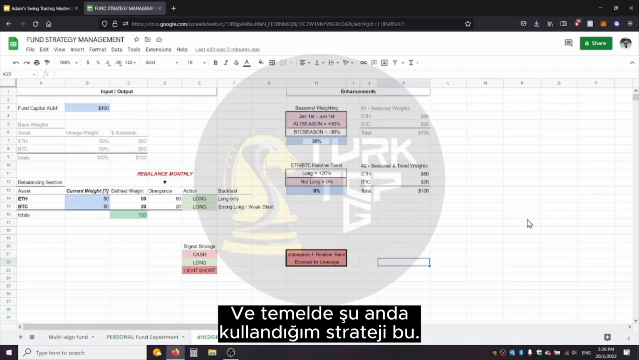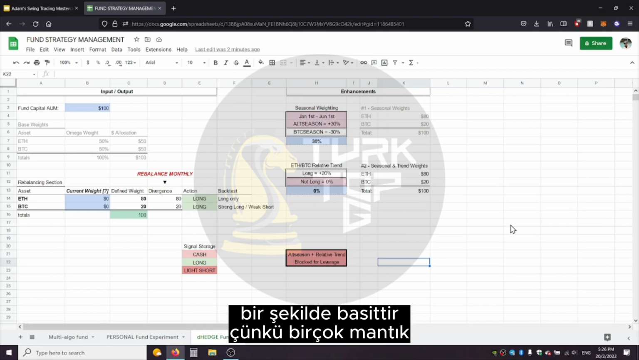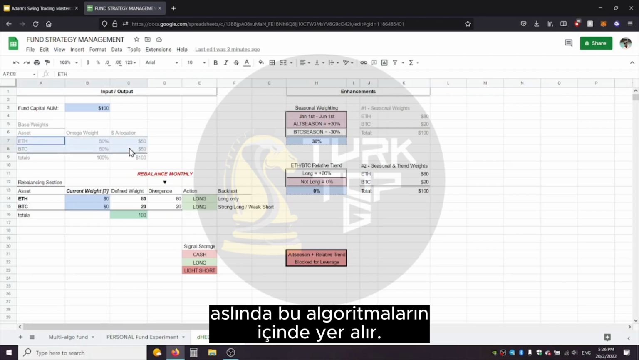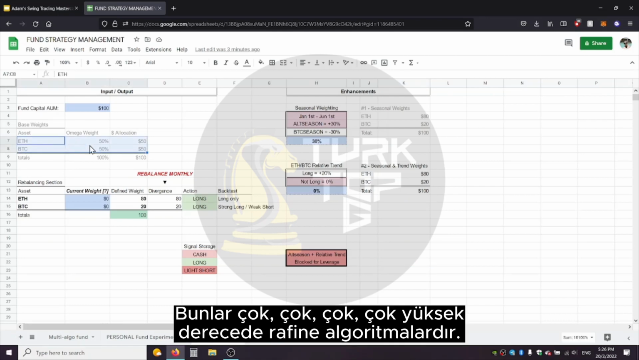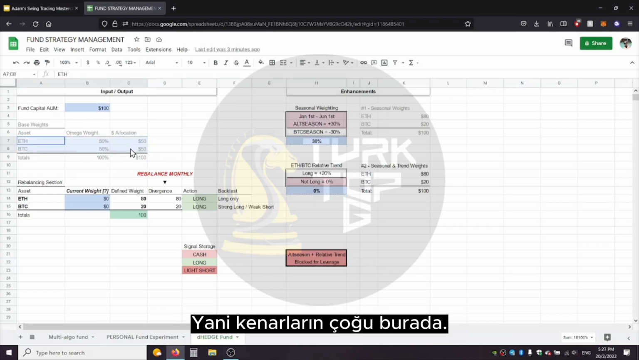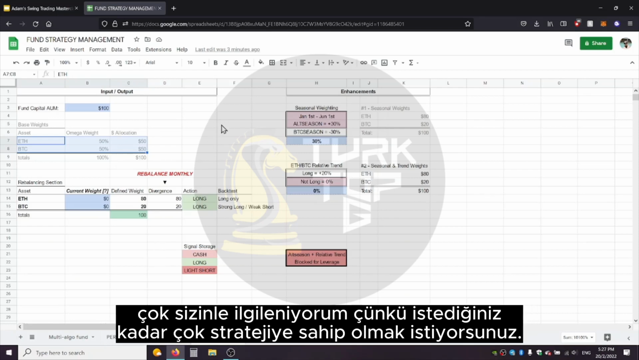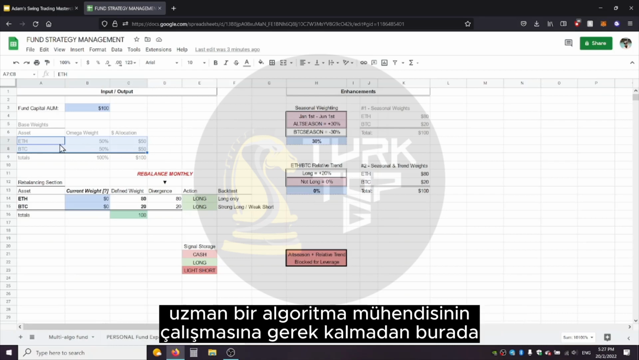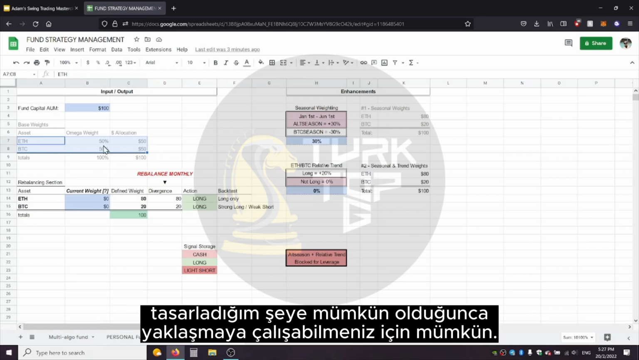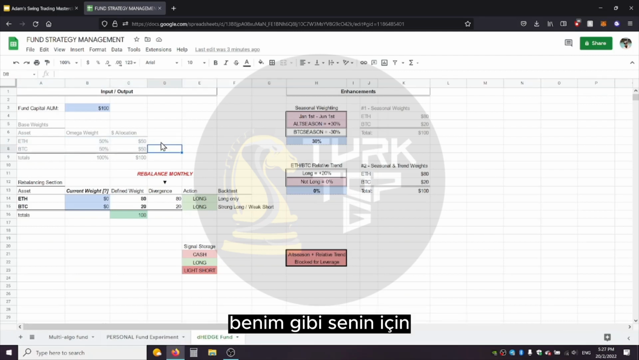This is basically the strategy that I use at the moment. It may look very simple, and it's deceptively simple, because a lot of the logic is contained within these algorithms. They are very, very highly refined algorithms, so that's where most of the edge is. That's why I've been on your case so much about developing these extra strategies on TradingView, because you want to have as many as possible so that you can get as close as possible to what I've designed here without having an expert algorithm engineer working for you like I do.